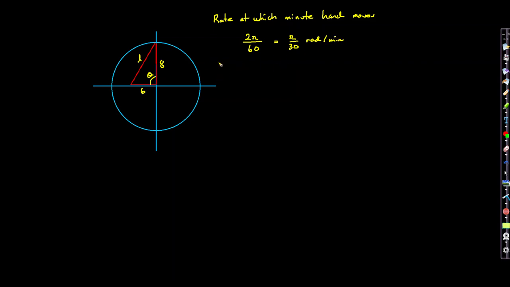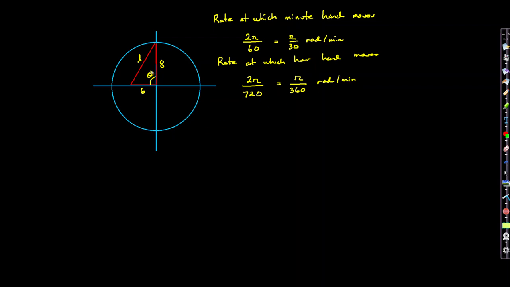And then you've also got the rate at which the hour hand is moving. That moves through 2 pi radians, but for it to come right back to there takes 12 hours. 12 hours is 12 times 60 minutes, so 720 minutes. So pi over 360 radians per minute.